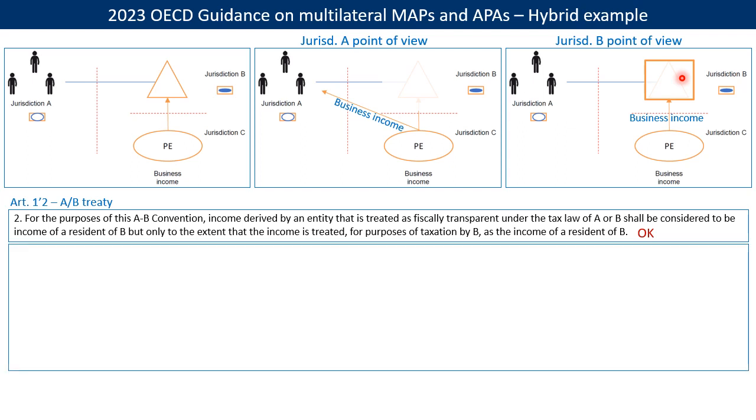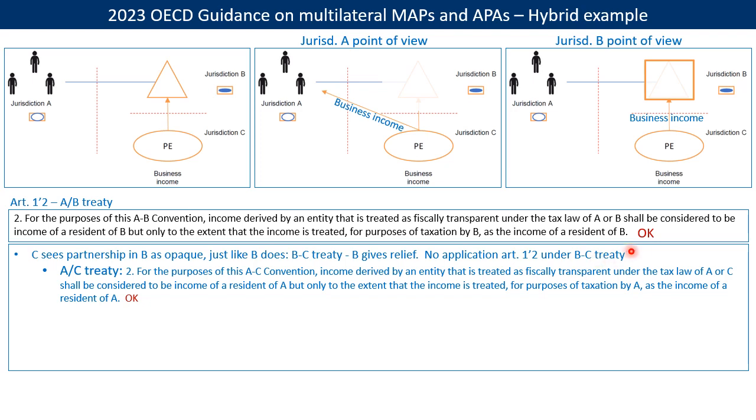If we look at C, things get a little more complicated because it depends on whether C sees the partnership as transparent or as opaque. If C sees the partnership as opaque, just like B does, then under the BC treaty, B will give relief for the PE income because there is no application of Article 1.2, right? The issue becomes more what happens under the AC treaty.